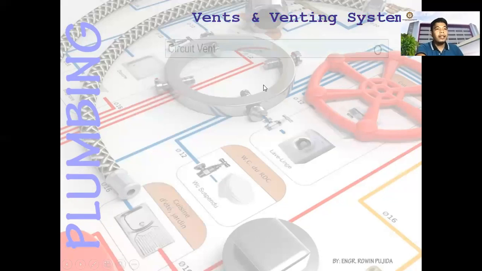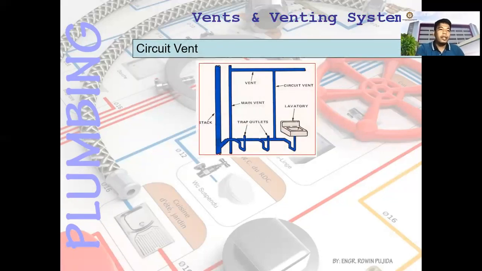Okay. The next, we have the circuit vent. So just the circulation of one fixture vent. This is the circuit vent. Since you provided or you have the battery of fixtures, then you have just one vent here. So to circulate the air, you have to put the circuit vent here, then connect to the main vent. You have the main stack. This is where the waste passes through. And then also here, coming from the lavatory and your other fixtures, this one.